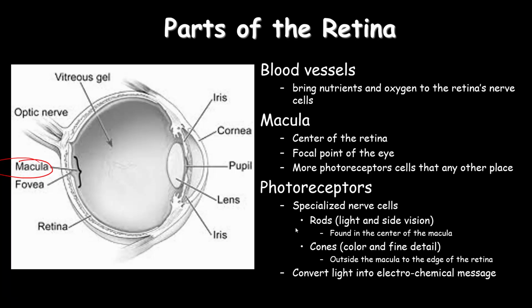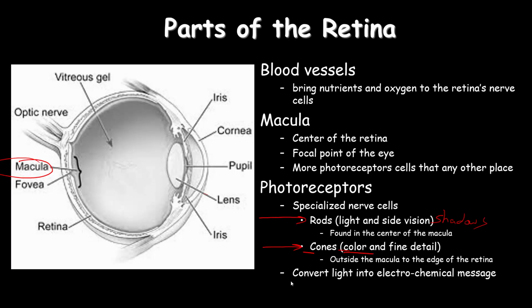And these you want to know. Make sure you know what these are. So we have the rods and the cones. The rods do light and side vision, and they do mostly shadows. They're found in the center of the macula, and then we have cones, and cones give us color and fine detail, and they are on the outside of the macula to the edge of the retina. So cones, color, C. Cones do color, rods do shadows.